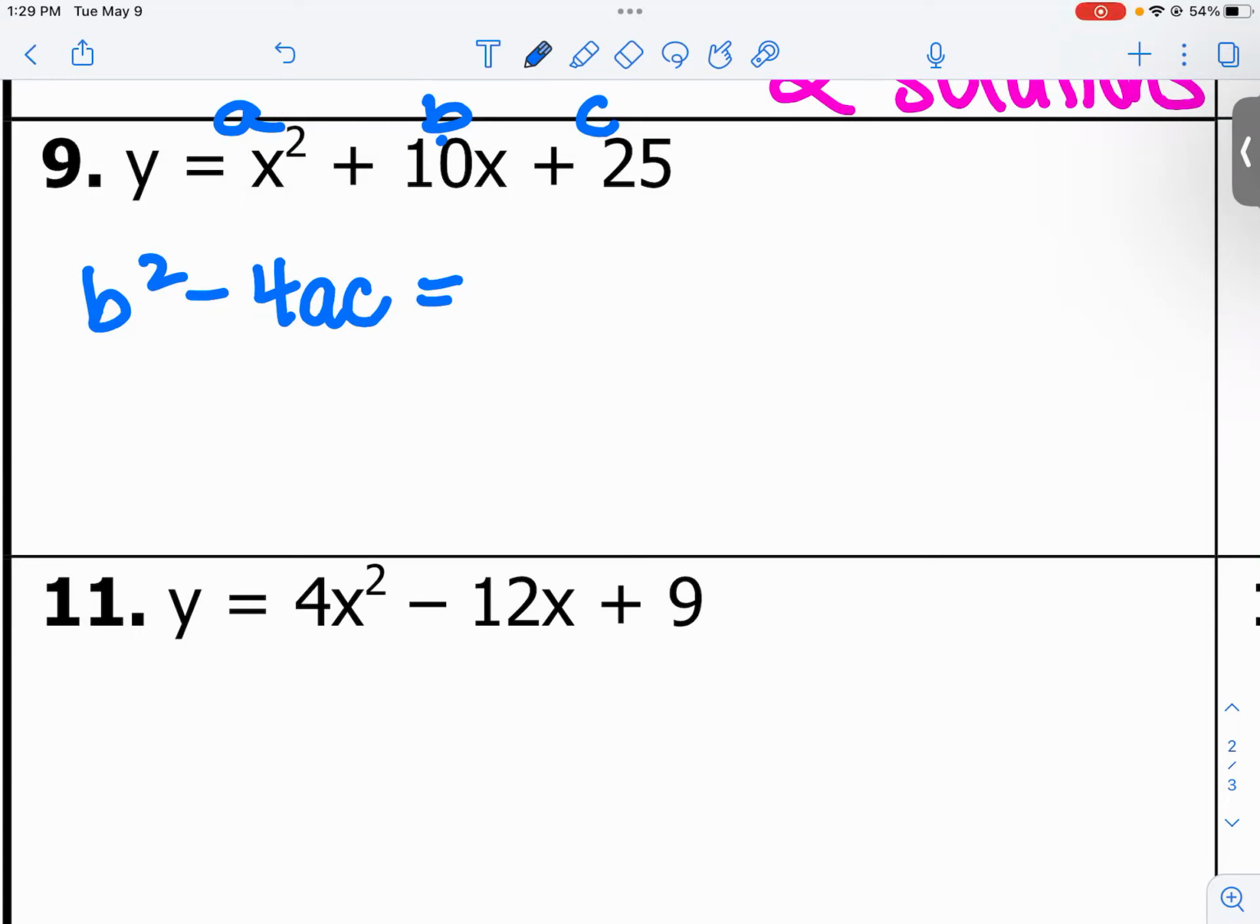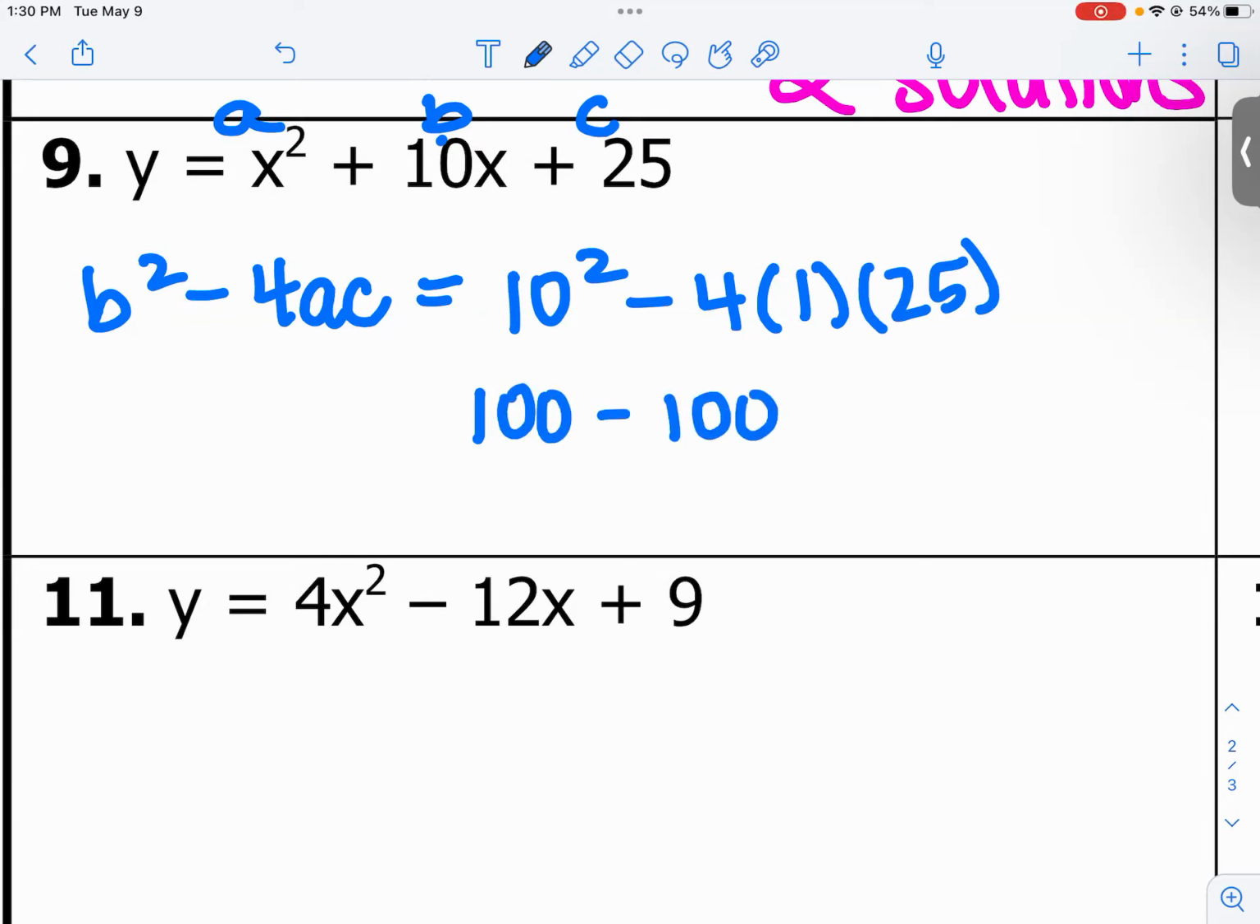Eyes up here. Let's vote. How many say 2 solutions? How many say 0 solutions? How many say 1 solution? All right, Avery, what's B? B is 10. Sophia, what's A? 1. And everybody, what's C? 25. So we have 100 minus 100, which equals 0. And if it's equal to 0, it's 1 solution. Good job. Very good, Avery.